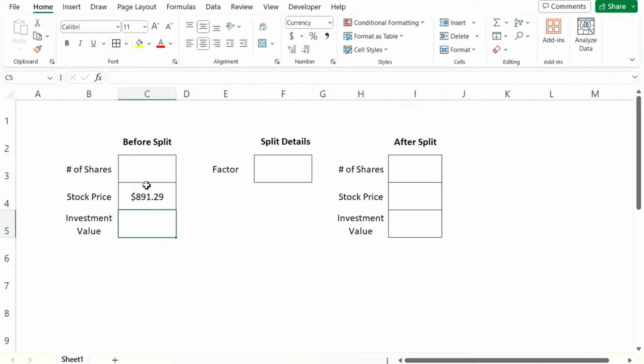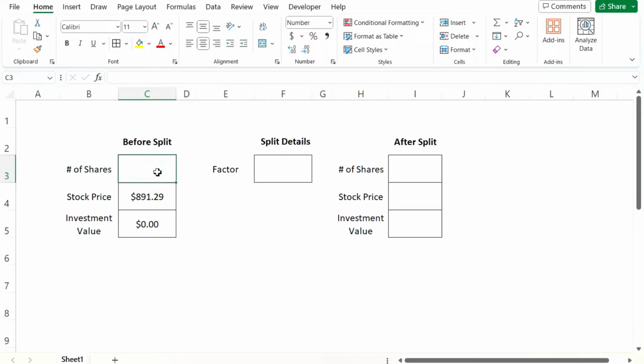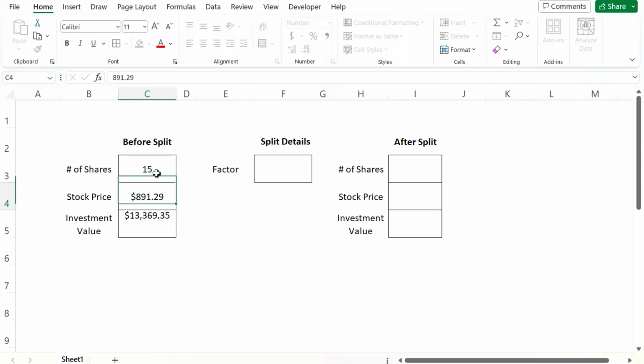Now, to calculate our investment value, we're going to take the stock price and multiply it by the number of shares that we own, right? So if we had, let's say, 10 shares of Tesla, our investment's worth $8,900. Let's say we had 15 shares, so about $13,000 of investment. Now, to calculate the number of shares we'll have after the split and the stock price, we just need to enter the split factor, right? In this case, it's 3-for-1, so I'll enter a value of 3 here.